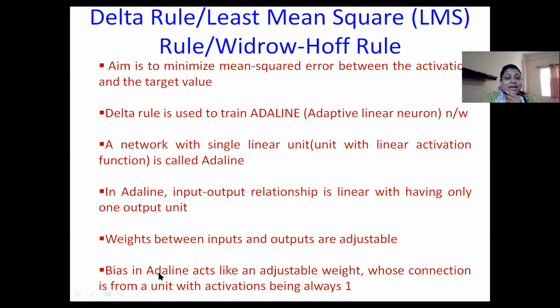Now in any neural network, we can expect a bias input as well, where the bias value is 1 everywhere. So in Adaline also, bias acts like an adjustable weight, whose connection is from a particular unit. Bias is treated as a separate unit 1, and the activation is always 1 for this particular bias unit. So how can we visualize this kind of rule?